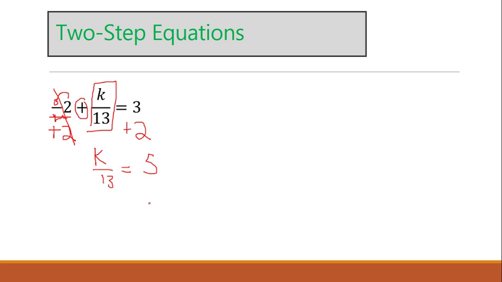And then now we're back at our one-step equation. Well, I've got to get k by itself. I've got to do the opposite of division, because k is being divided by 13 here, so I'm going to multiply both sides by 13. All right, and then we get that 5 times 13 is 65.